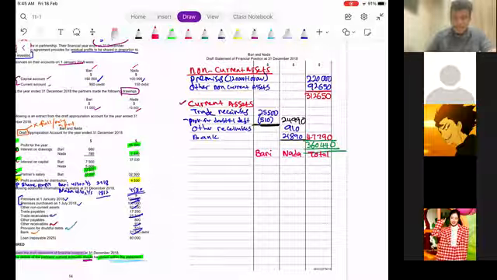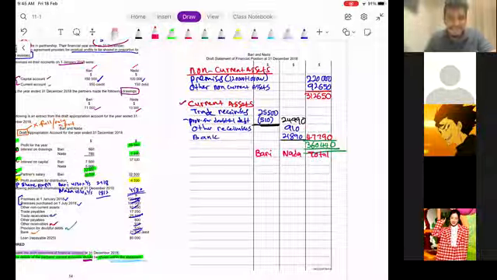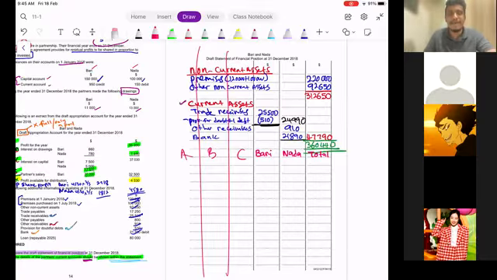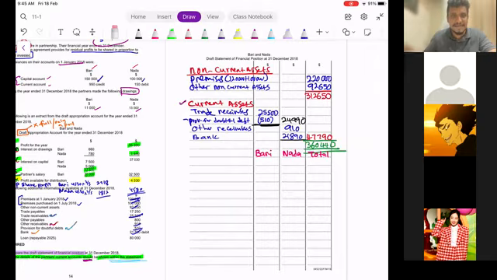Just imagine if you have 5 partners: A, B, C, Bari, Nada. Or if you get 10 partners, imagine. But in IGCSE, normally the maximum they'll go is only 3 partners. I've never seen more than 3 partners. 3 partners is also very rare. Normally 2 partners only.